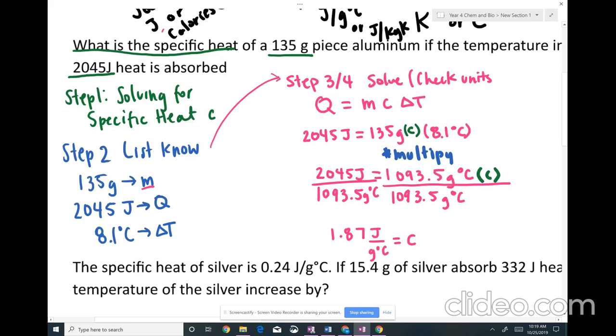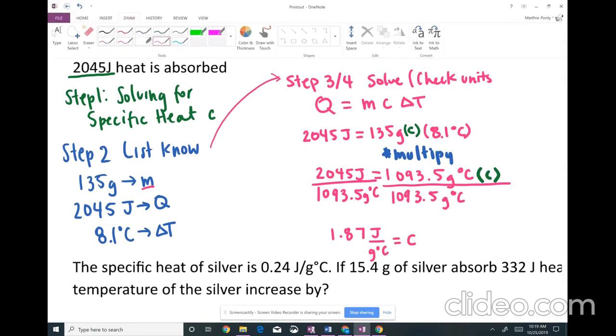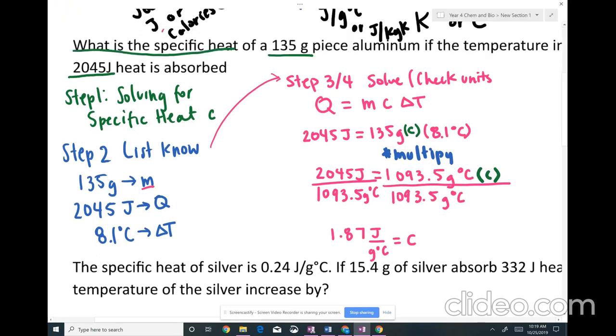Just as a quick recap, how I got that number is that I divided right here to get my C. I want to isolate this. Same thing that you guys do in math: you have to divide to isolate.